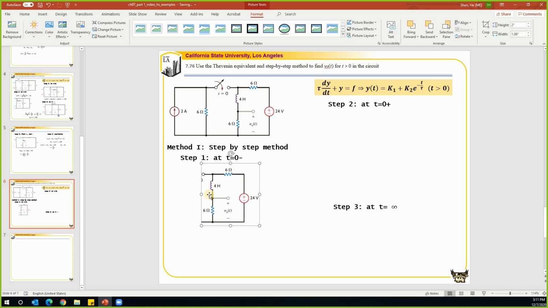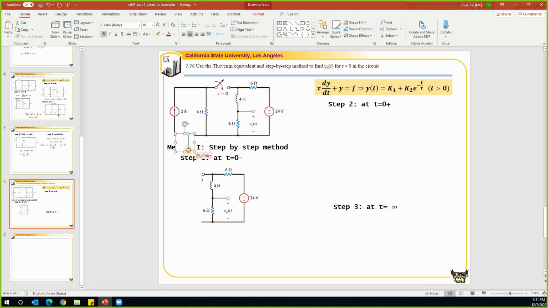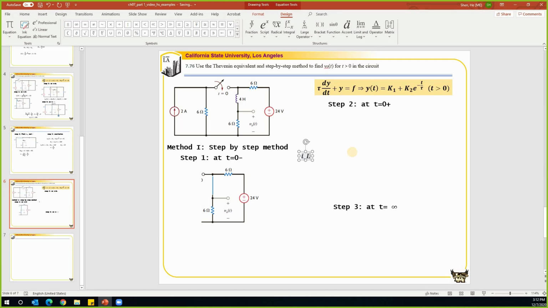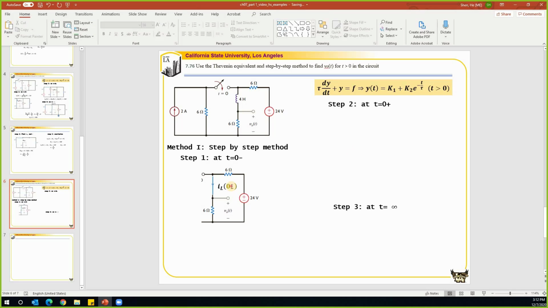Before time 0, this is in steady state. It has been in this shape for a long time. This inductor will be a wire in steady state. And the current going through that, let's call it IL at a time of 0 minus, and we can find this current.